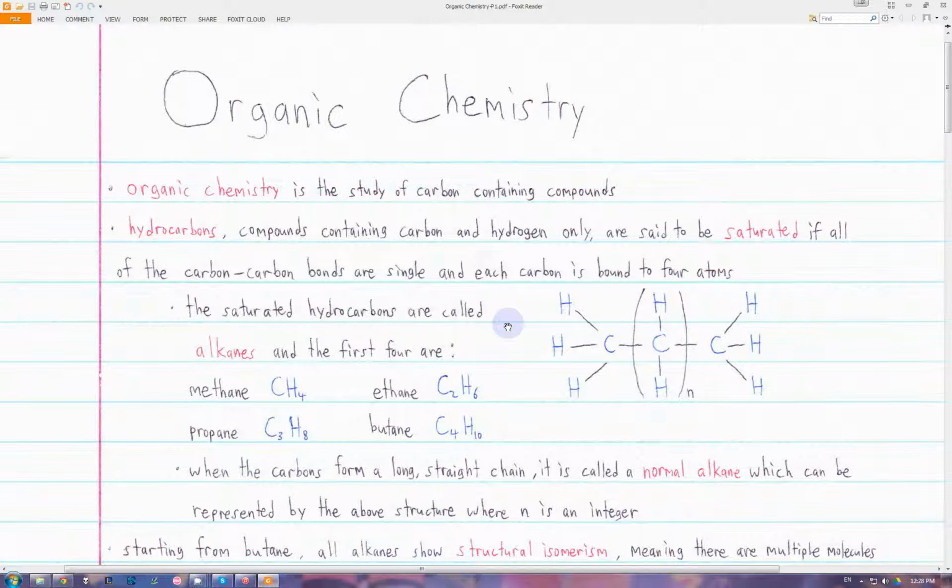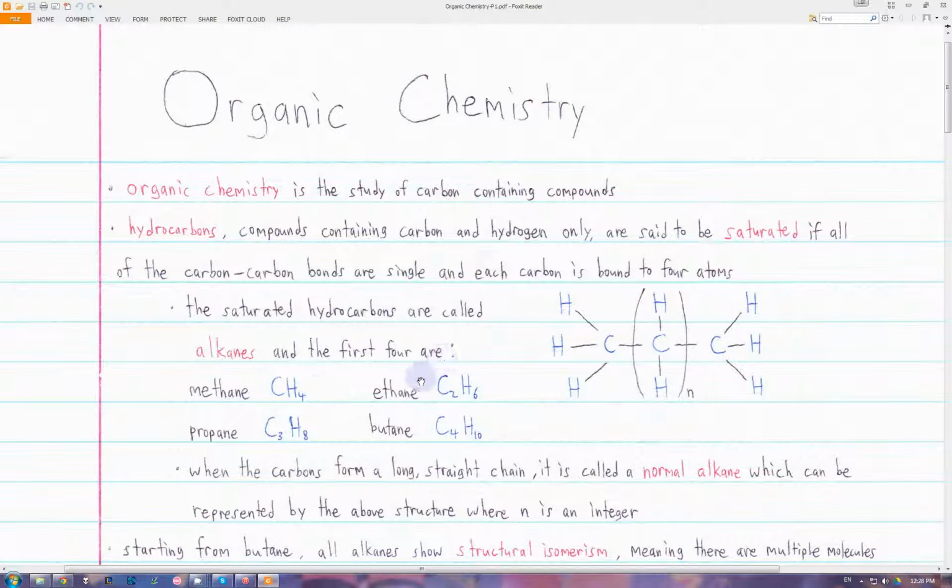And these can be saturated or unsaturated. Saturated hydrocarbons are where each bond between the carbon atoms is all single bonds. So each carbon is bonded to 4 different atoms. And these saturated hydrocarbons are called alkanes. And so the first 4 alkanes are methane, CH4. You can see how the carbon is bonded to 4 different hydrogens.